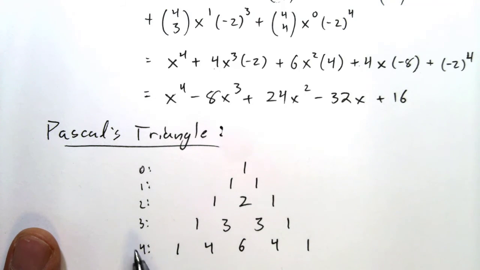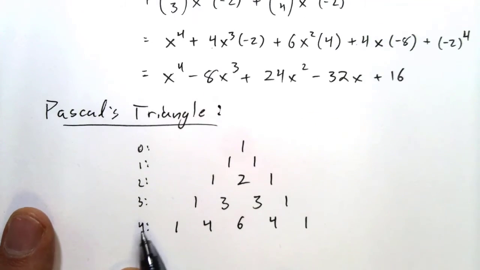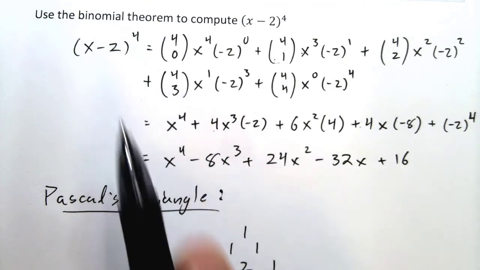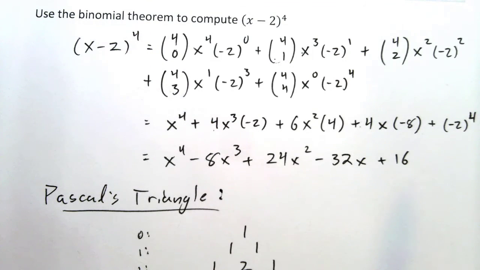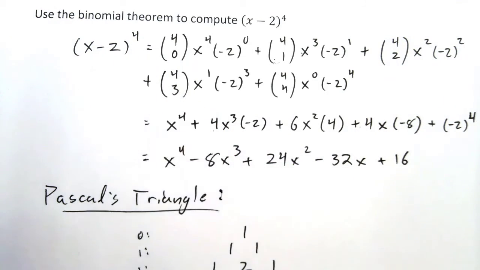Now that works when these numbers are relatively small. If we had an exponent of 26 here, I don't think you want to write out the triangle to 26 rows. It's probably easier just to use the formula, right? But this is a nice little trick that you can use if the exponent is small.